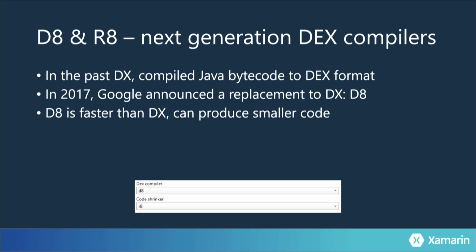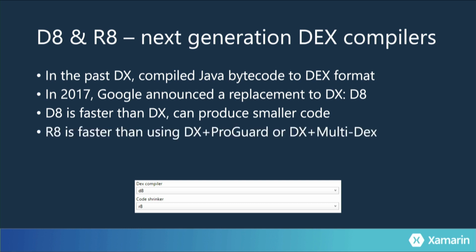D8 is faster and in general can produce smaller code. It also supports newer Java language features in a much better way than before. And R8 is kind of like the companion to D8. It does what ProGuard does. It is a code shrinker for Java code, and it also can support multi-dex. In the old world where you use DX and ProGuard, it's running two tools. It's starting up the Java JVM twice for that. It's running two commands. And R8 is faster because it can just do everything in one pass, right? It can do all the work at once and doesn't have to start up twice. And that's part of the reason these things are better.